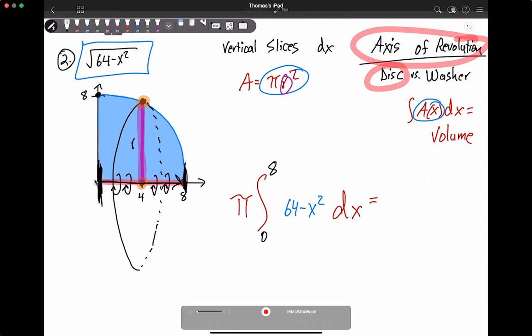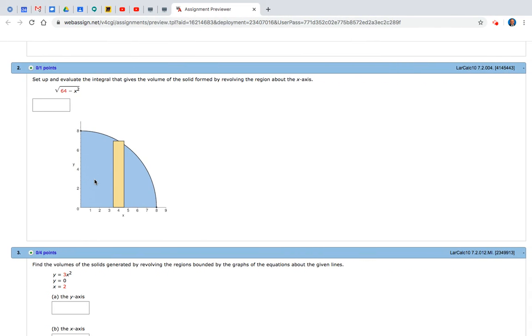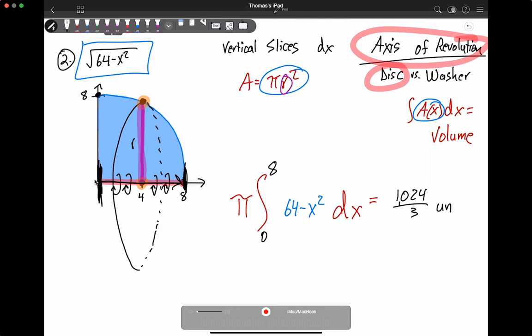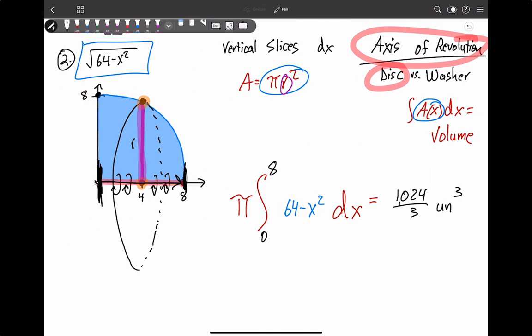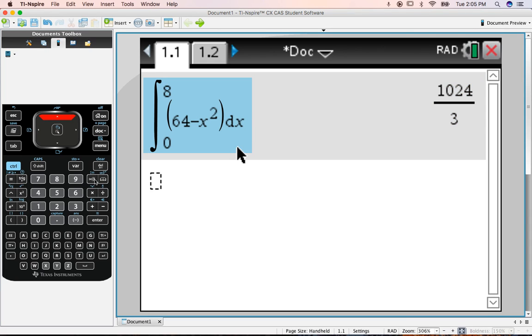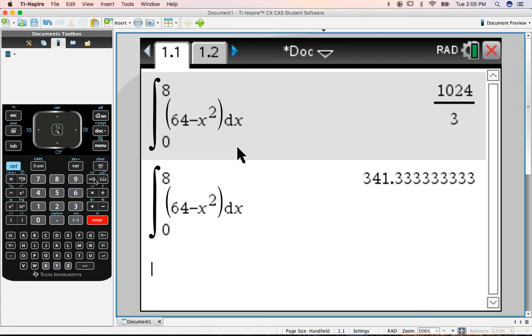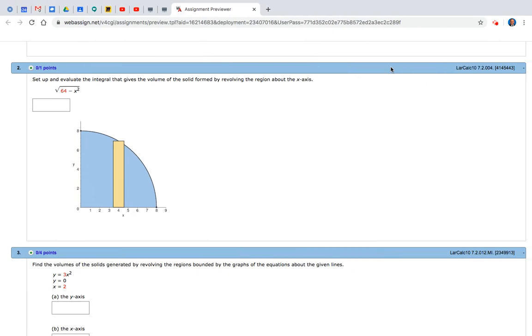1,024 over 3. 1,024 over 3, and it is units because it didn't give us a unit of measure. There are no inches or anything like that, and it'll be units cubed. This will be our answer for this particular problem. And again, just for calculator purposes, if we wanted to see the equivalent in decimal, just press enter to highlight it, control enter, and then we get 341.333. And that is how we would do this particular problem.